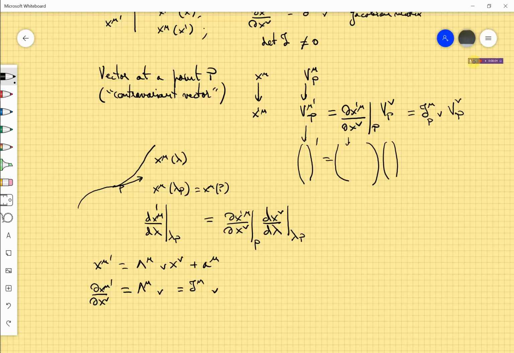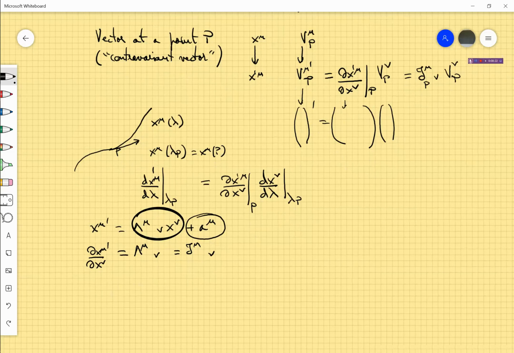Okay, so you see that the transformation rule of x mu has a piece which is correct, as the transformation rule of a vector, but there is this inhomogeneous term which never appears in the transformation law of a contravariant vector, in the definition of a contravariant vector. So the x mu's are not vectors.